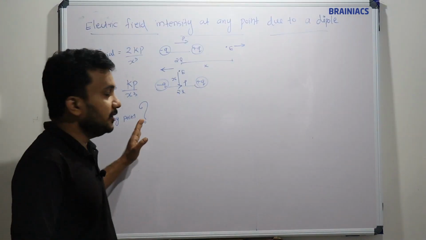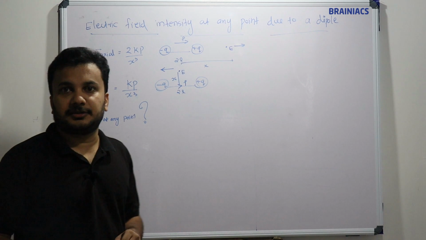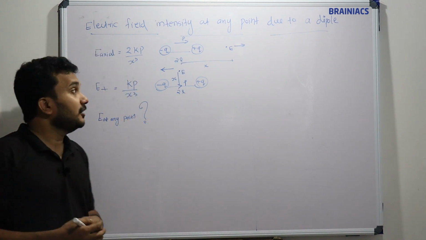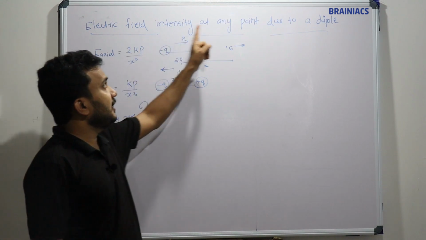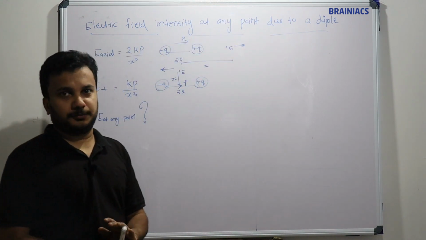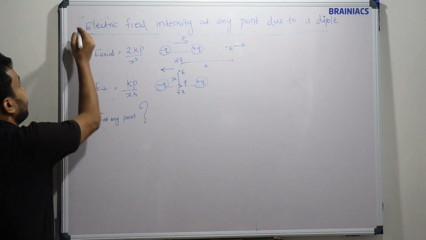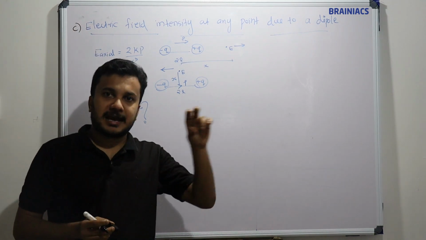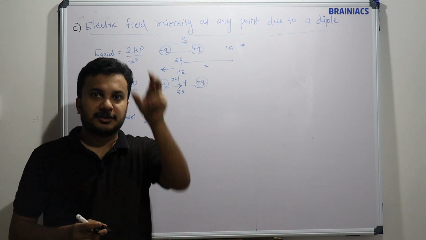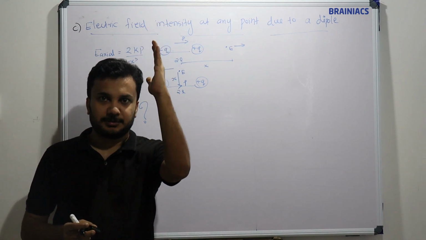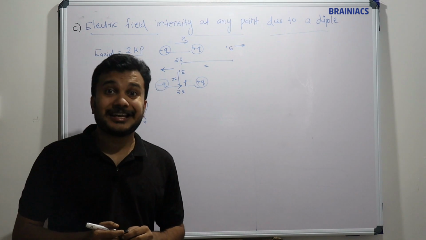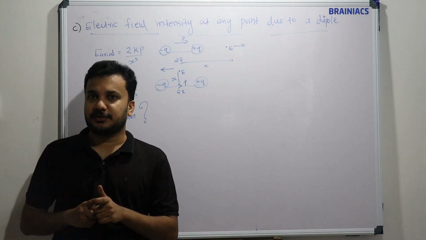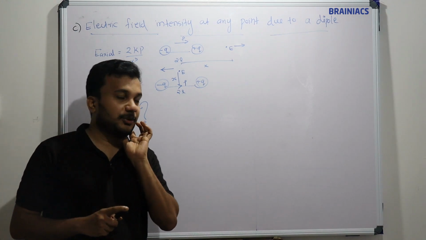Hello all, welcome to the next topic. Here we are going to learn about electric field intensity at any point due to a dipole. The first two cases we have already learned, and this is our third case. The first two cases were the electric field along the axis of a dipole, and the electric field along the bisector, or perpendicular point, which is also called the equatorial point. Don't get confused, it's called the equatorial point.